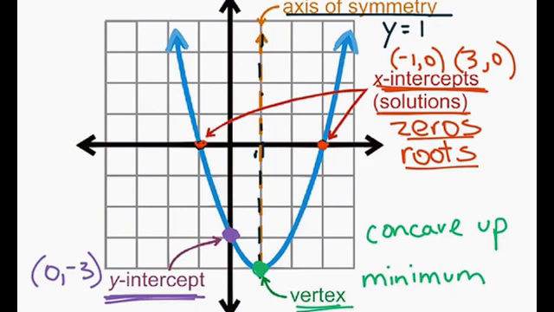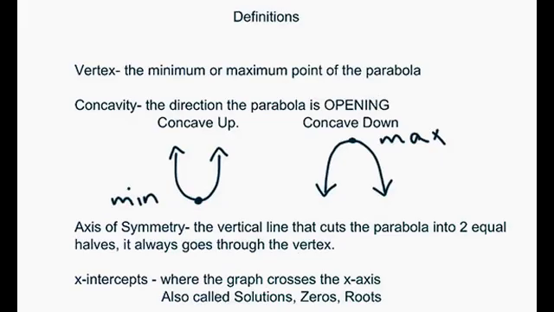So we are going to go to one more page, and I'm just going to have the definitions listed. So in case you have not gotten them written in your notes, you can do that. That will be all. So here are the definitions, a little bit more official if you want to double check and make sure what you have in your notes. Vertex, concavity, axis of symmetry, and x-intercepts.